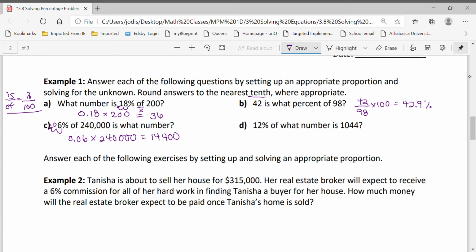And then the last one here, 12% of what number is 1,044. This one, I would actually probably set up the is over of way. So I know that 12 out of 100, that's 12%, of what number is 1,044. So I know that 12% gives me this 1,044, but I don't know what that actual total number is. So in this one, I'm going to do that reciprocal.